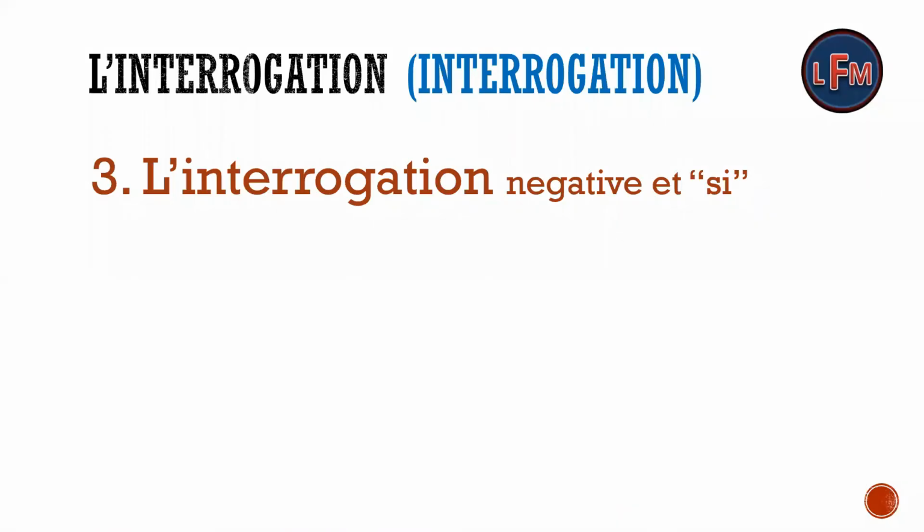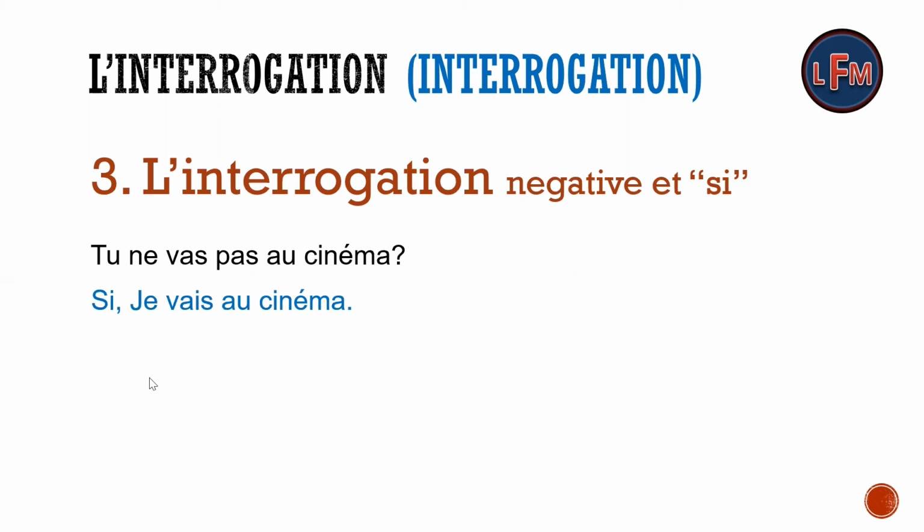For replying to a question, we either say oui, which means yes, or non. But how do we reply to the negative interrogation? To reply to the negative interrogation, we answer with si. If we have a question, tu ne vas pas au cinéma? This is a negative interrogation. So to reply to it we write si.